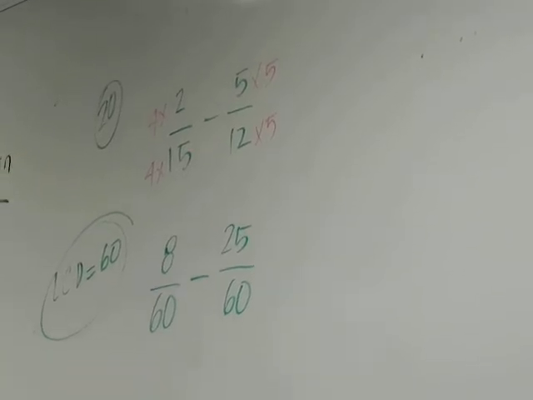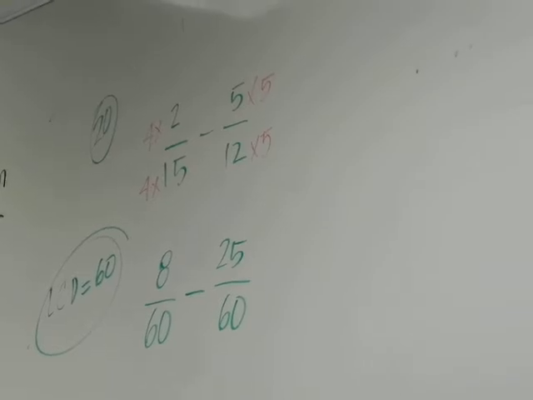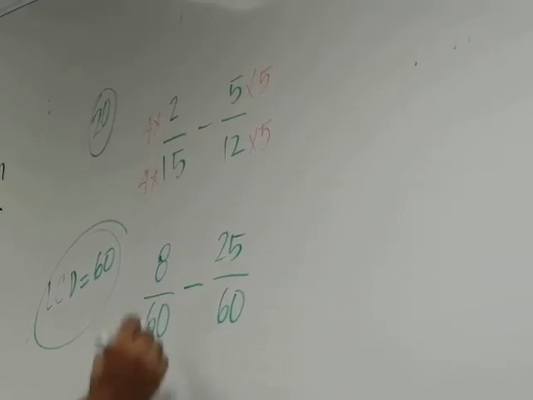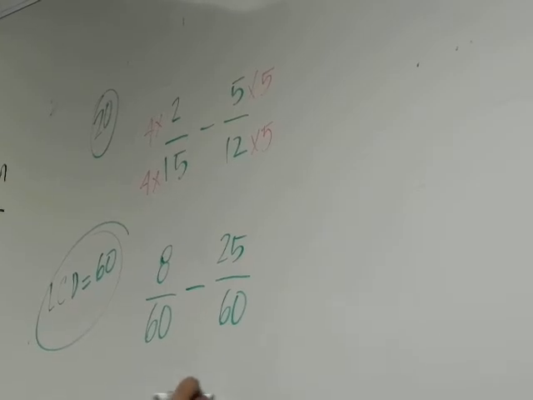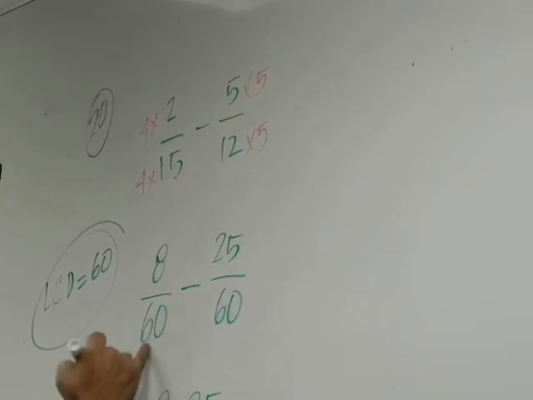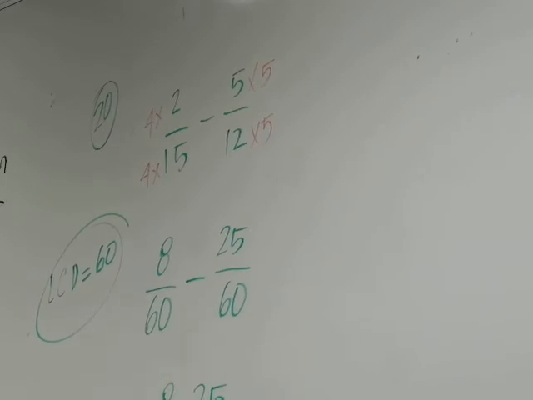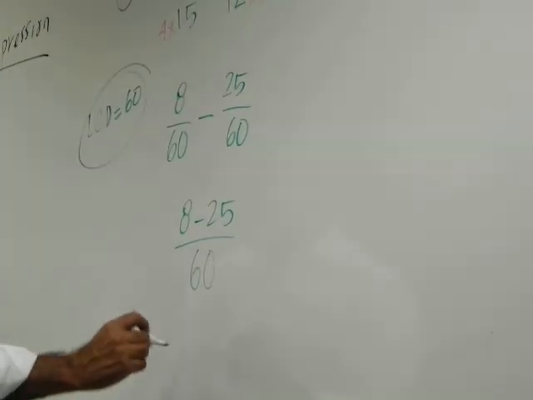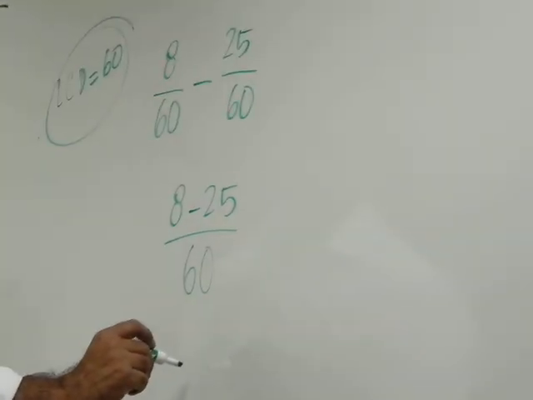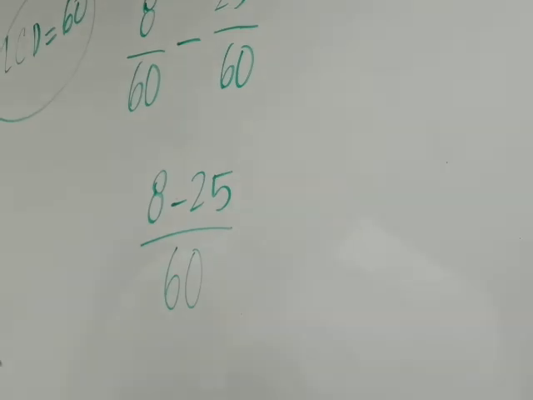Very good. Negative or positive? Negative, yes. So since we have the same denominator, now we can add or subtract the numerators, right? So we'll just write down 8 minus 25. Now do you think we add or subtract denominators too? No, right? We'll only write the common denominator once, right? What's 8 minus 25? 17. Positive or negative? Negative.